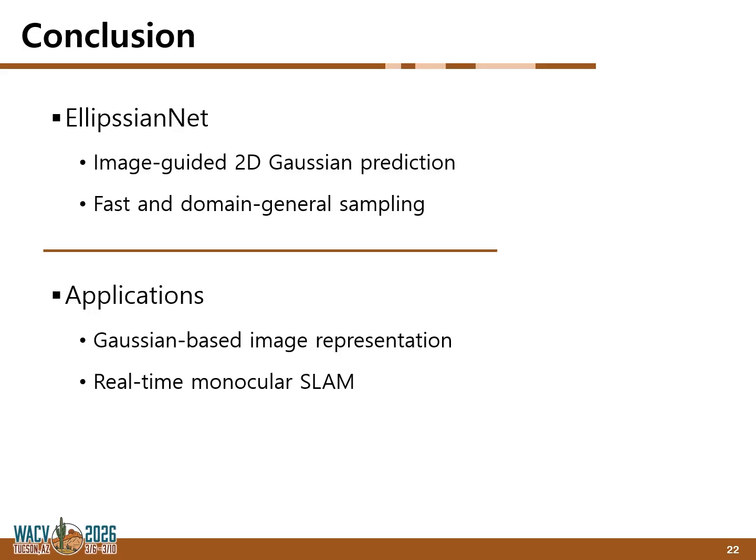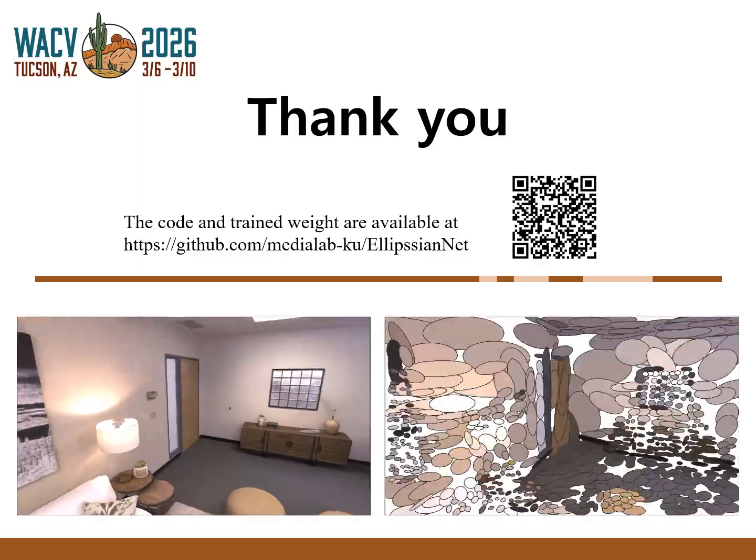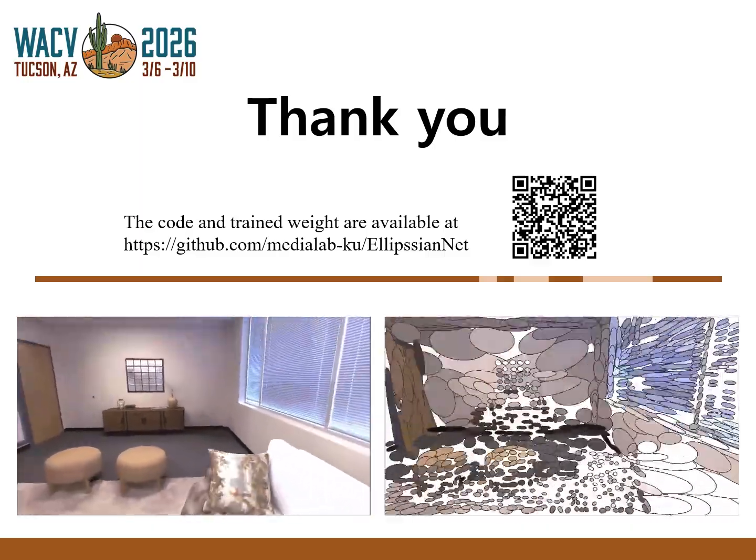We introduced EllipssianNet, an image-guided framework that directly predicts 2D Gaussians from RGB inputs. We demonstrate two applications, Gaussian-based image representation and real-time monocular SLAM. The code and trained weights are available on GitHub.